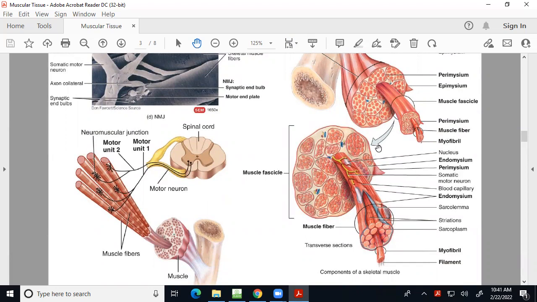More importantly, you can see these last few things better when we zoom in on it down here at the bottom. In this part of the image, highlight the endomysium, the perimysium, endomysium again, myofibril, and filament at the bottom. On the left side, make sure you know the fascicle and the fiber.